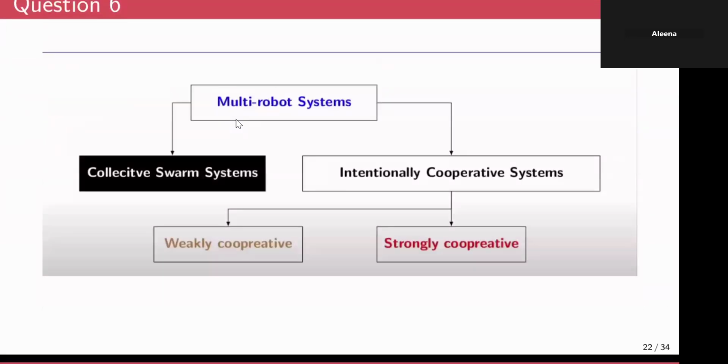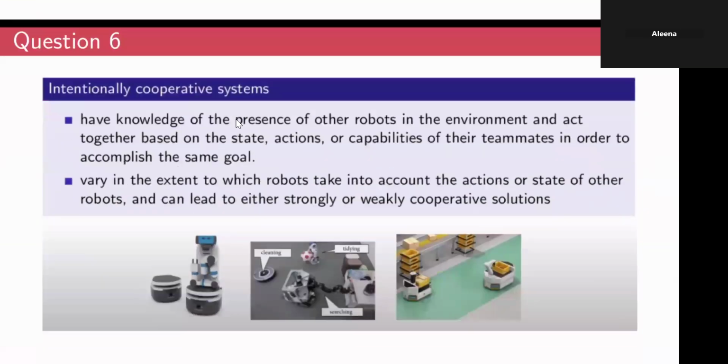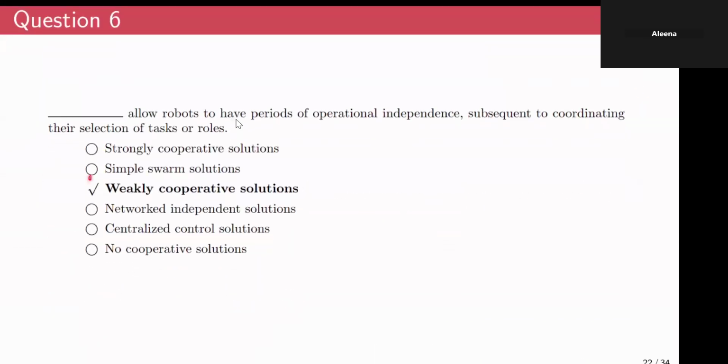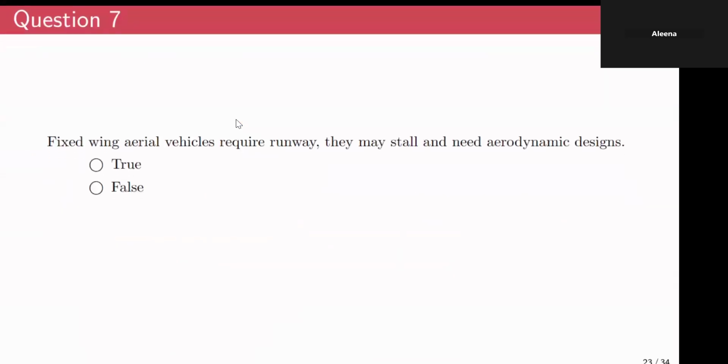Again, just the summary of what we have covered so far. These are the screenshots taken from the lectures, and the answer is indeed weakly cooperative solutions. Moving on to question 7, we haven't discussed this in the summary, but this is a fairly straightforward question. A fixed wing aerial vehicle requires a runway. They may stall and need aerodynamic designs. Is it true or false?